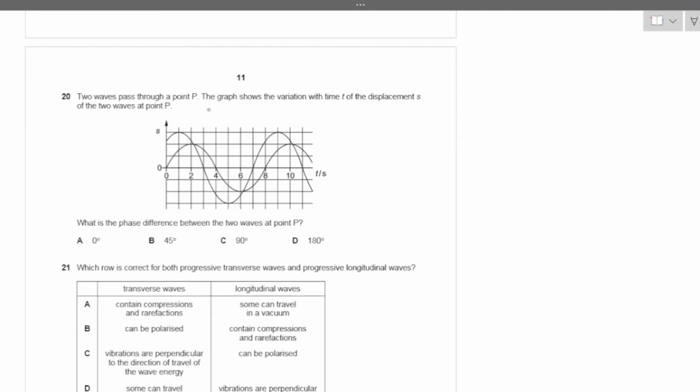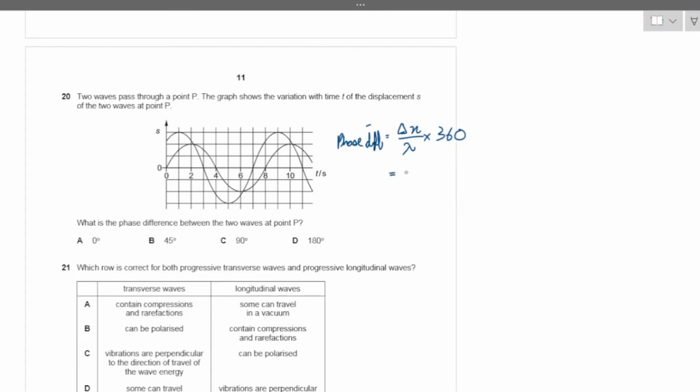Question 20. Two waves pass through a point P. The graph shows the variation with time t of the displacement s of the two waves at point P. What is the phase difference between the two waves at point P? Right. So the phase difference is denoted by the formula: the change or the difference in the displacement over 1 lambda multiplied by 360, or 2 pi if you're working with radians.